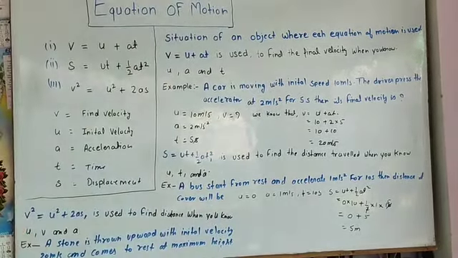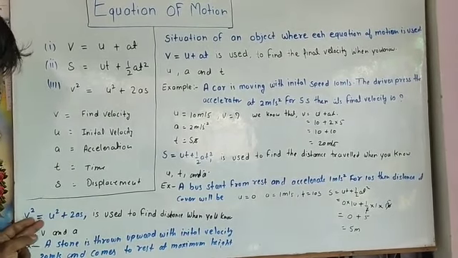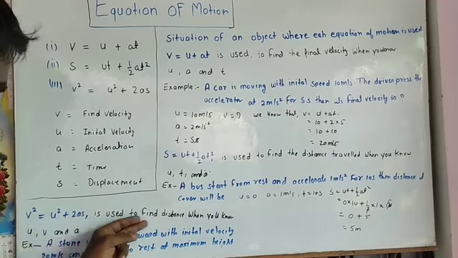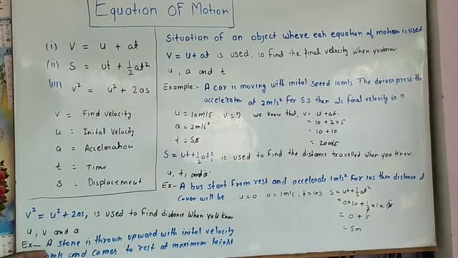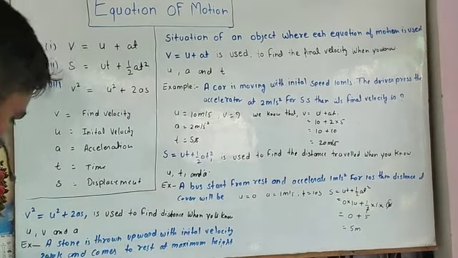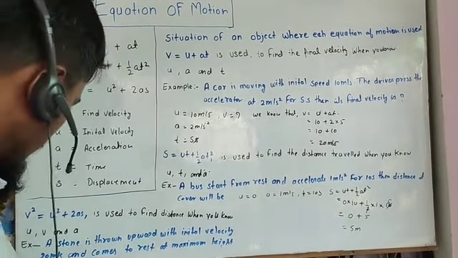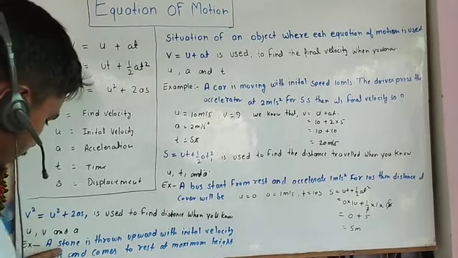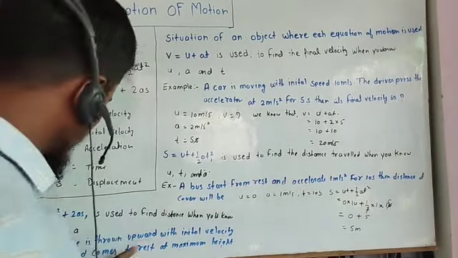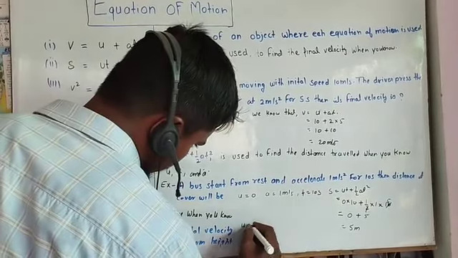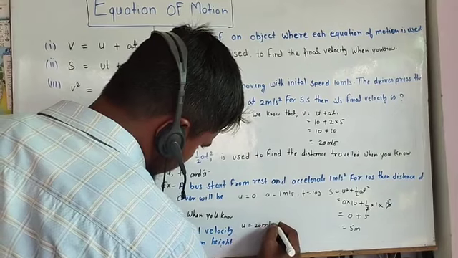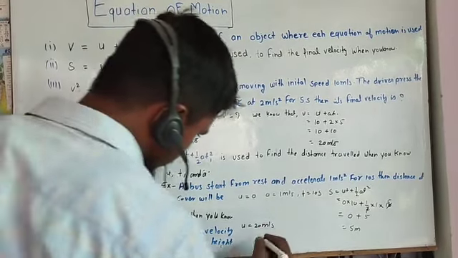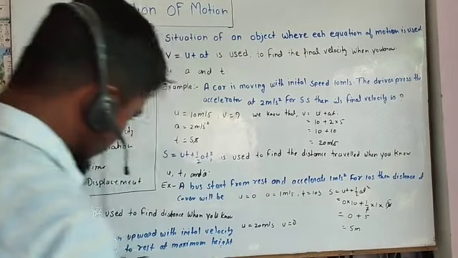Now we come to the third equation of motion. v square is equal to u square plus 2as is used to find distance when you know u, v and a. A stone is thrown upward with an initial velocity of 20 meter per second and comes to rest at the maximum height. What is the height? So here we will use this equation of motion. Here u is equal to 20 meter per second and the stone comes to rest, so the final velocity is 0 at maximum height.